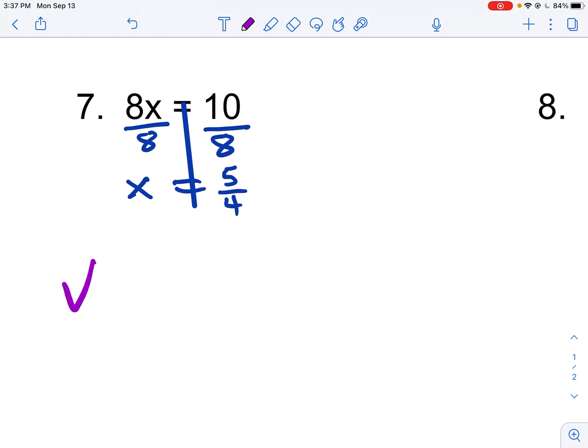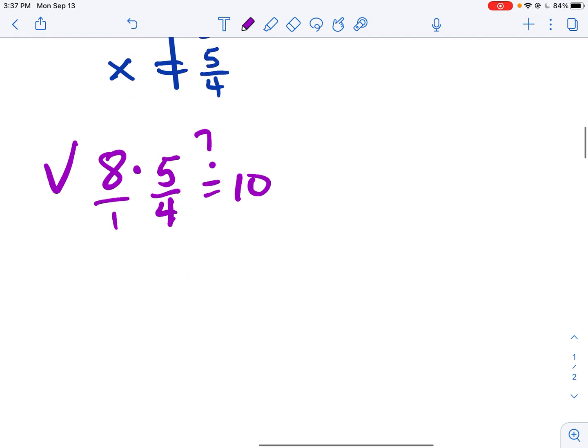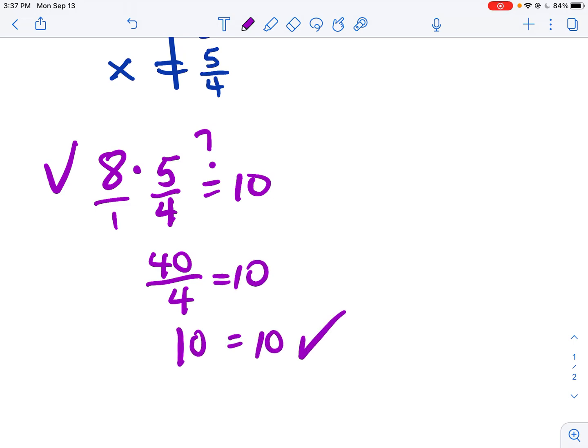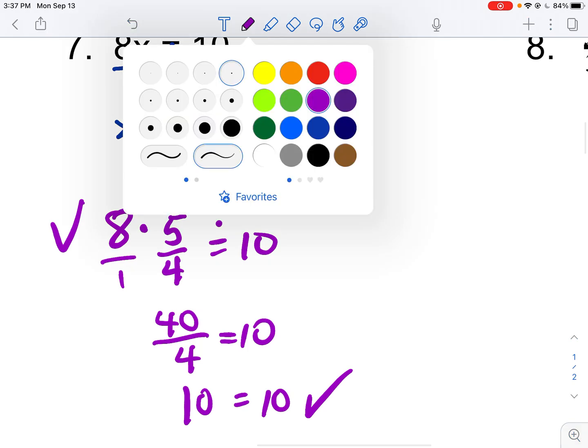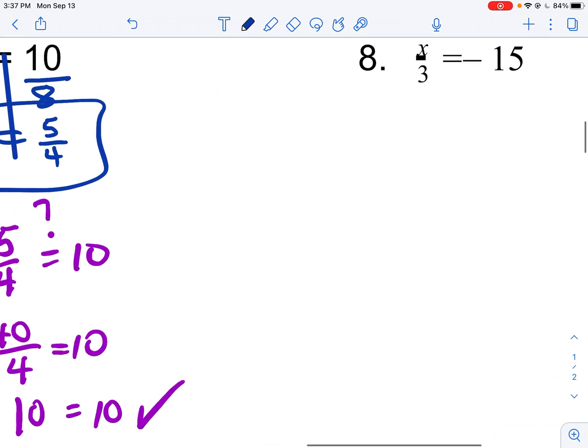It's okay to get a fraction, boys and girls. So I'm going to replace x with 5 over 4. Now see, this one's not as easy to tell if you have the right answer or not. Remember, that's 8 over 1, so you would get 40 over 4. And 40 divided by 4 is 10, so you do have the correct answer.